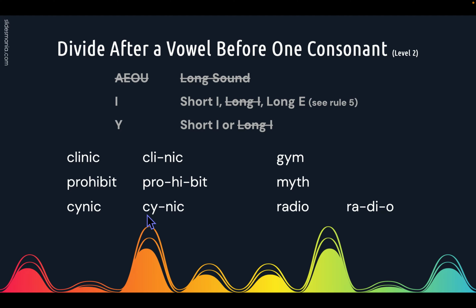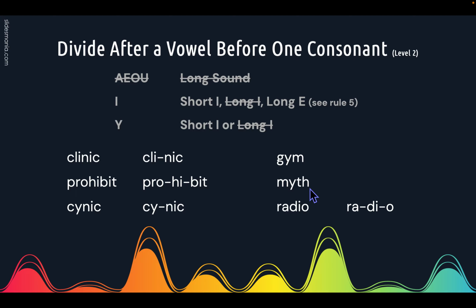We remember that a C before an E, I, or a Y says S. So this word is going to be cynic. A G before an E, I, or a Y may, but does not have to, say J. In this case, it does, and we're going to use the short I sound and have Jim.